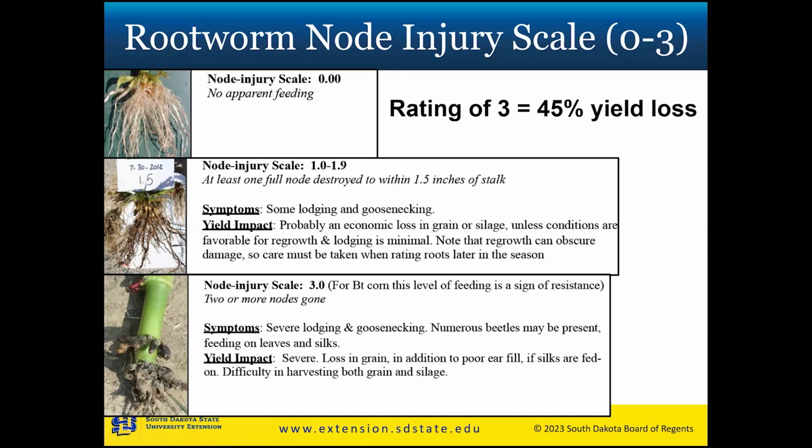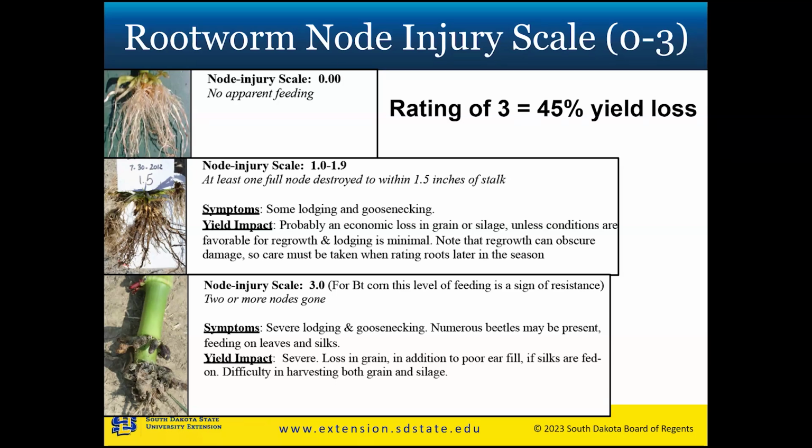Node 2, we do the math, falls in between nodes 1 and 3, and it won't fit on my slide. So we're going to jump to the rating of 3. And this is the worst case scenario for a field. A rating of 3 means that you have 2 or more nodes gone when you were evaluating, and it relates to somewhere in the ballpark of a 45% yield loss.